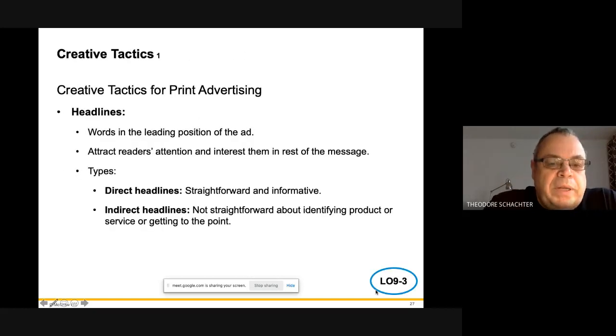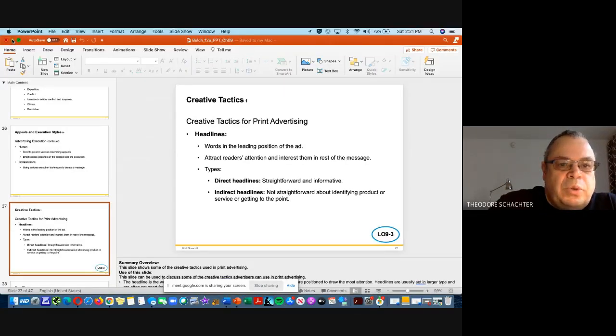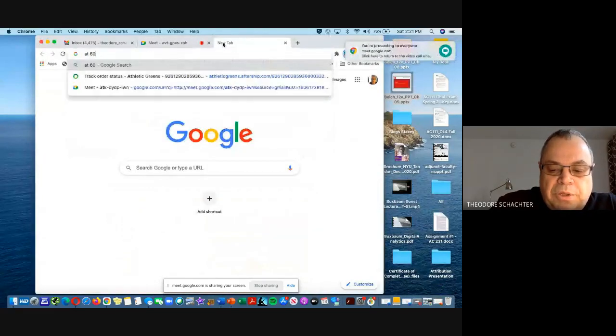Now let's talk about print ads. A print ad has three parts: headlines, which are direct or indirect. Yes, I'm going to go over them. Body copy, subheads, and a slogan. So let me show you an ad that I use to illustrate this.